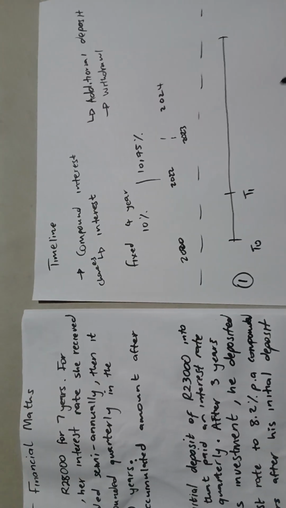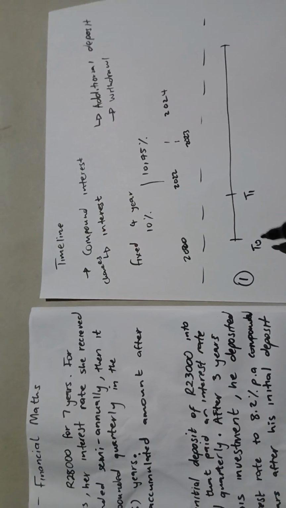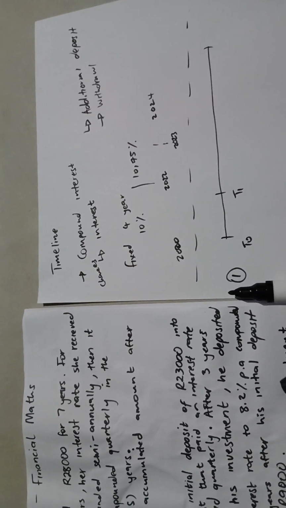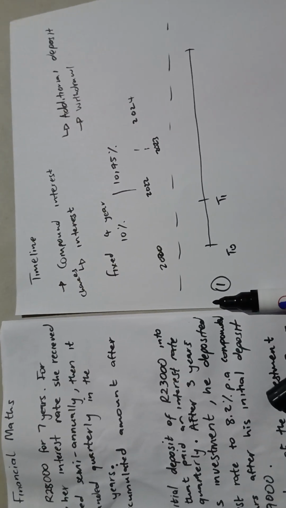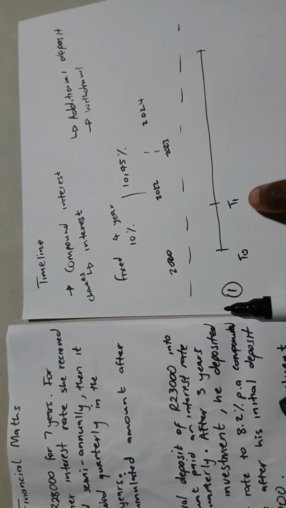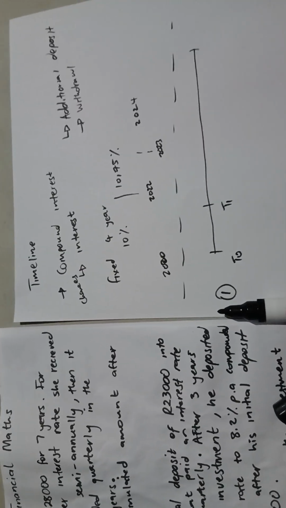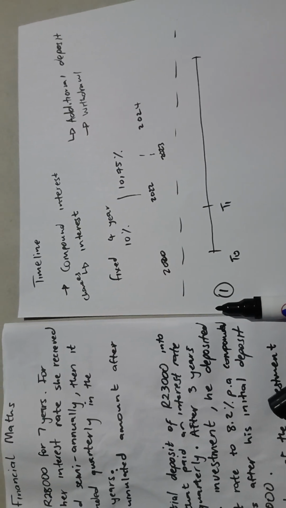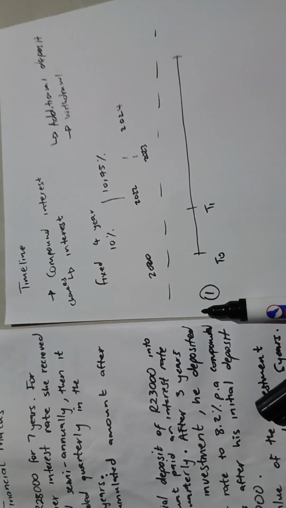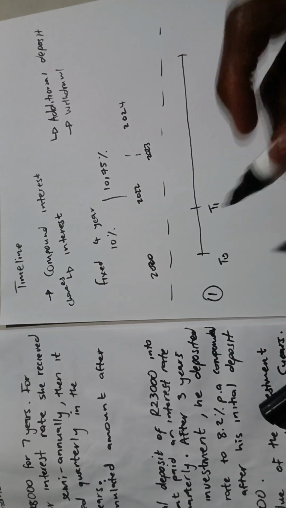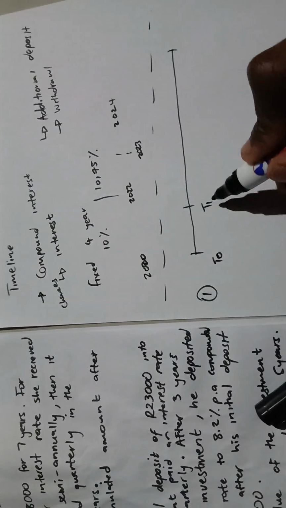Remember, basically, T0, let's say it's today. Let's say T0 is today, the 2nd of January. Let's say T1 is 1 year after you did the initial deposit, which will be the 2nd of January next year in 2027. So it's basically that, and hence we start at T0, not T1.